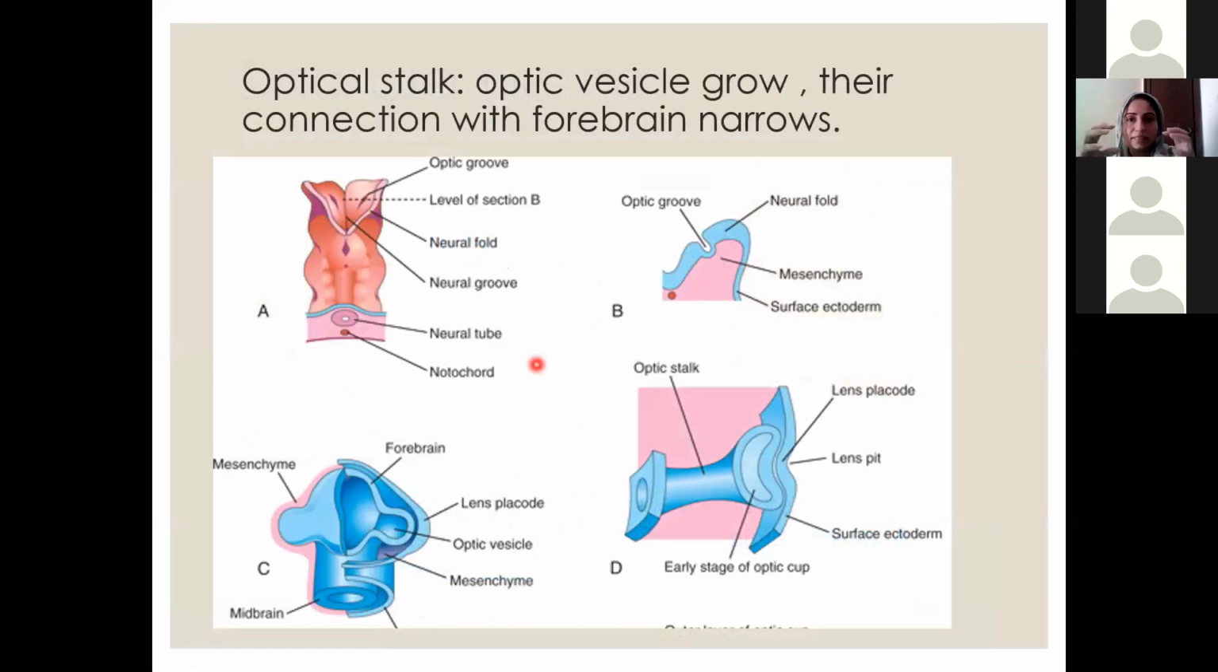ऑप्टिक वेसिकल, ठीक है, ऑप्टिक वेसिकल पहले बनती है, और फिर यही ऑप्टिक वेसिकल आप देख सकते हैं, इसके दो लेयर्स हैं, एक ये आउटर वन व्हिच इज कमिंग इन कांटेक्ट विद द सरफेस एक्टोडर्म, और एक जो इनर वन है दैट इज इन कांटेक्ट विद द ब्रेन, ठीक है. दीज आर टू लेयर्स ऑफ द ऑप्टिक वेसिकल.